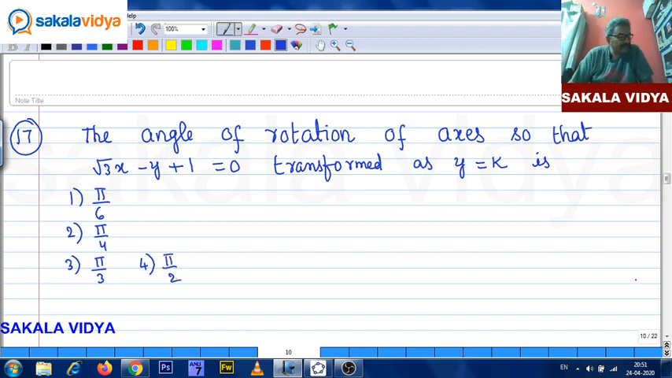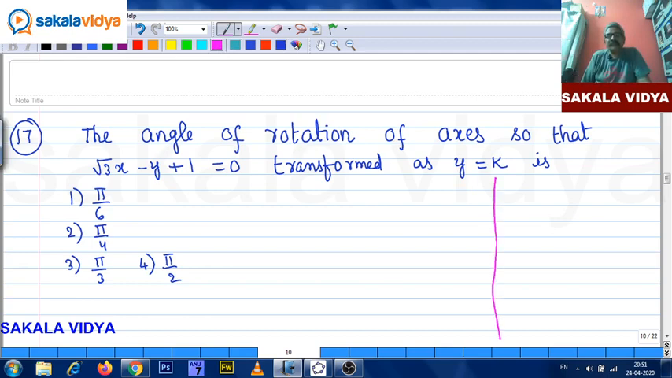So that means the angle of rotation of axis so that the x term will be eliminated from root 3x minus y plus 1 is equal to 0. Then what is the angle of rotation? As it is put in the form of y is equal to k, it means the x term has been eliminated. So we have one shortcut already discussed.